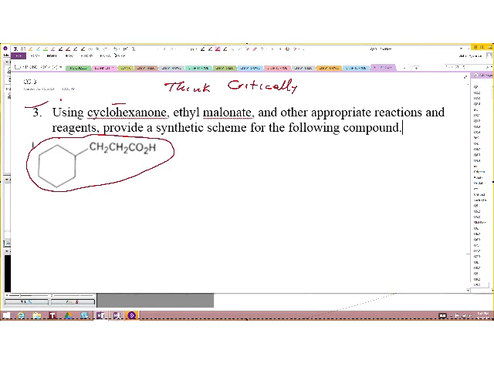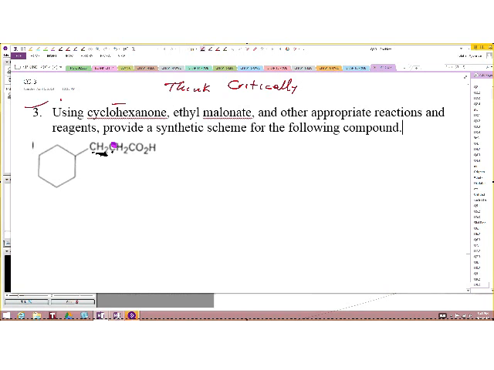So let's do the analysis here. You want to start with ethyl malonate. The first thing I will do is that, of course, you have the carbonyl right here. Therefore, this carbon here must be the alpha carbon from the ethyl malonate, right? So you make that assumption. So what that tells you is that you have to make a new carbon-carbon bond between this carbon here and that alpha carbon.